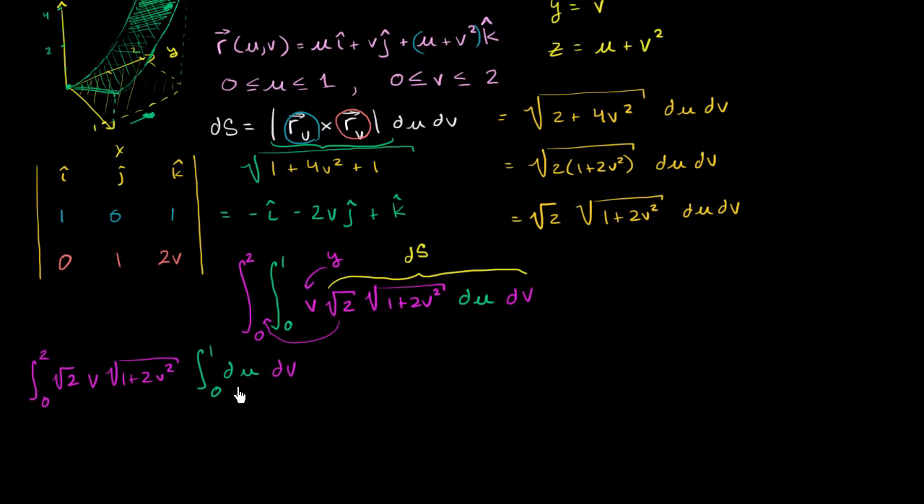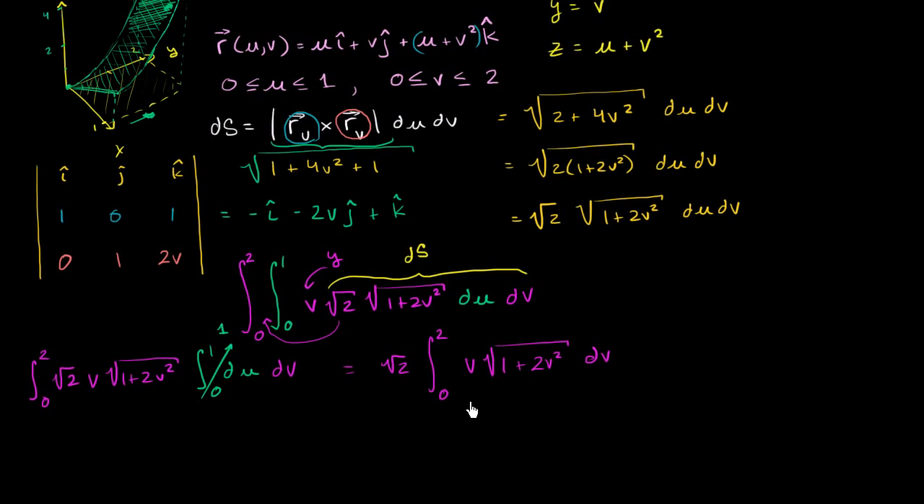Now, if this was really complicated, I could say this is just going to be a function of u. It's a constant with respect to v, and you could factor this whole thing out and separate the integrals. But this is even easier. This integral is just going to evaluate to 1. So this whole thing just evaluates to 1, and so we've simplified this into one single integral. I could even take the square root of 2 out front. The square root of 2 times the integral from v equals 0 to v equals 2 of v times the square root of 1 plus 2v squared dv.